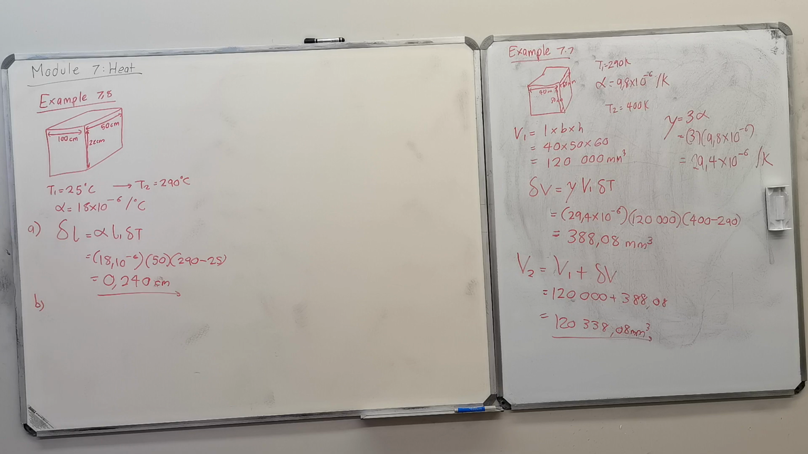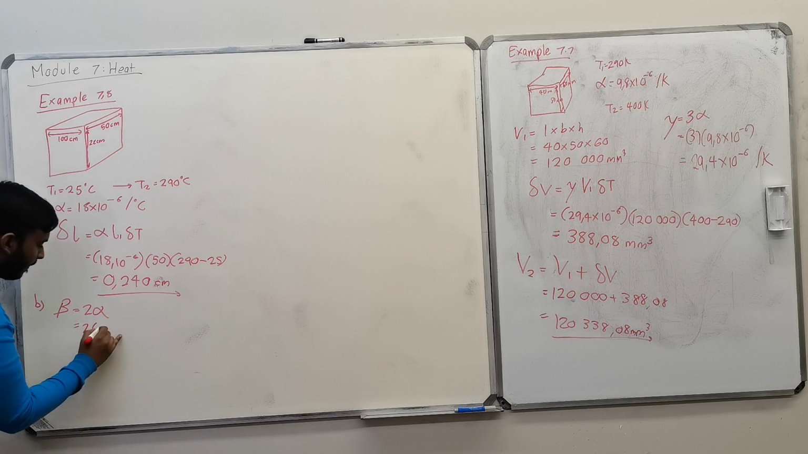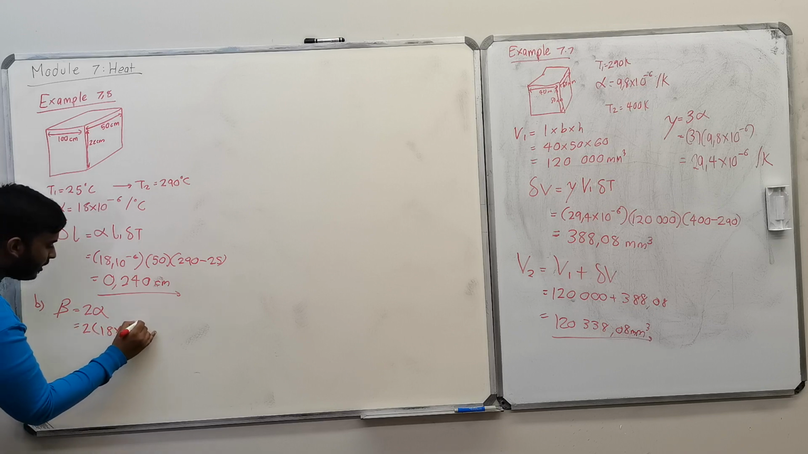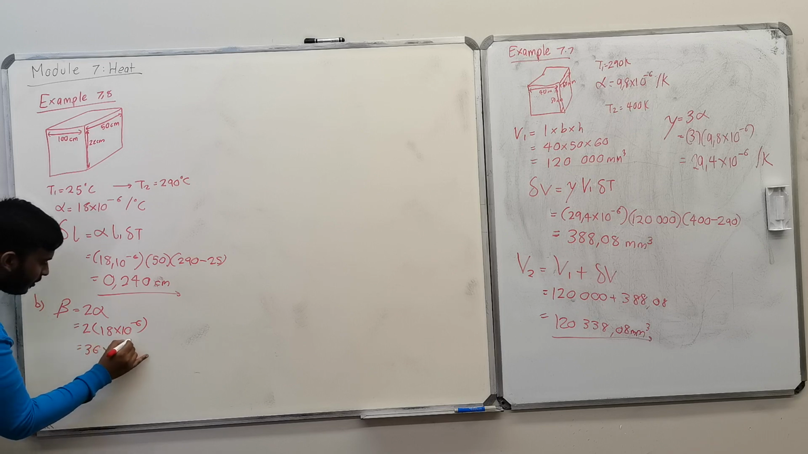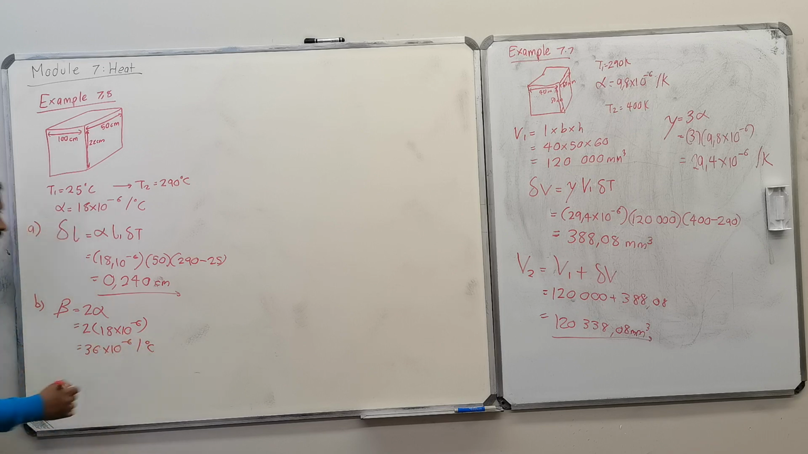We're going to have to work out the change in area and add it to the original area. And that will give you the area at the new temperature. So first thing we need to do is get our coefficient of area expansion. And that's equal to what? 2 times your linear coefficient, which is 2 times 18 times 10 to the minus 6, which is 36 times 10 to the minus 6 per degree Celsius.